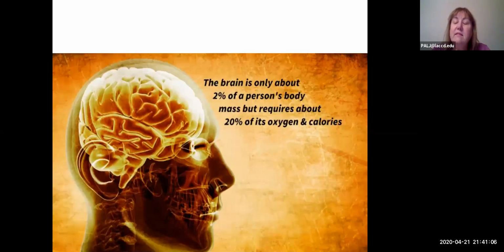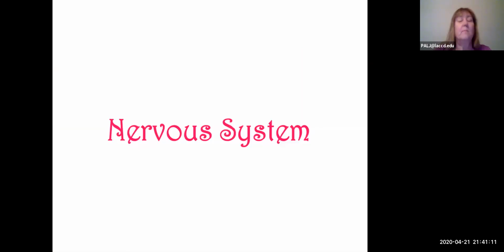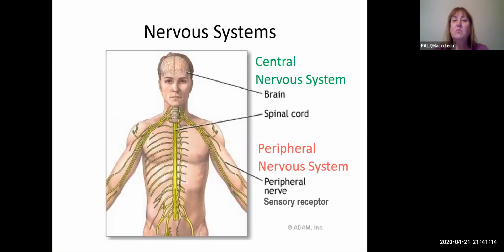Welcome back. In this section, we are going to start learning about the nervous system. When we talk about the nervous system, we divide it into two main categories. The first is the central nervous system, and by central nervous system, we only mean two structures, the brain and the spinal cord. If it's outside the brain but attached to the brain, it's not central nervous system. If it's attached to the outside of the spinal cord, it's not central nervous system. So only the brain itself and the spinal cord itself.